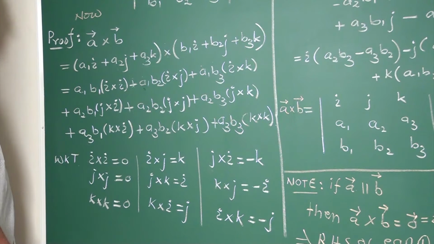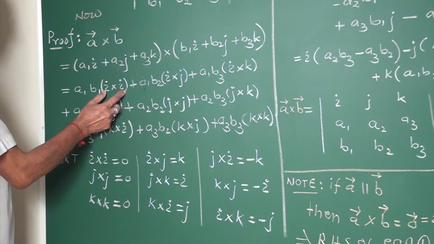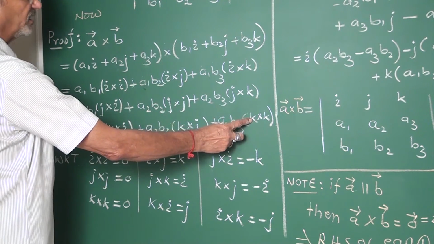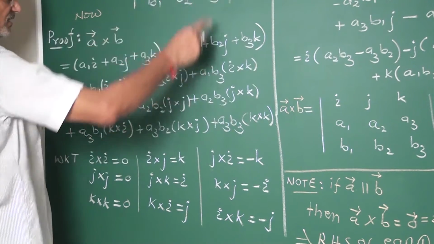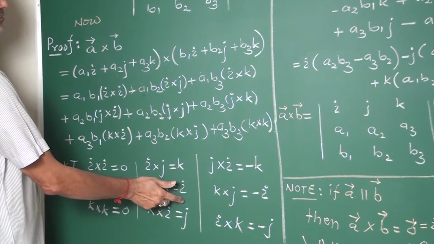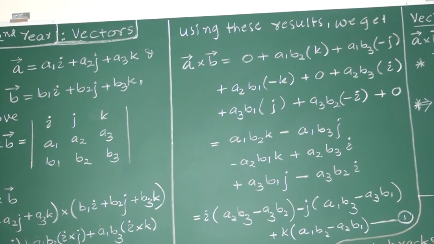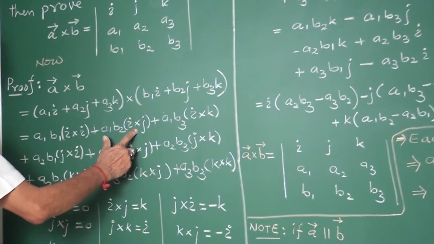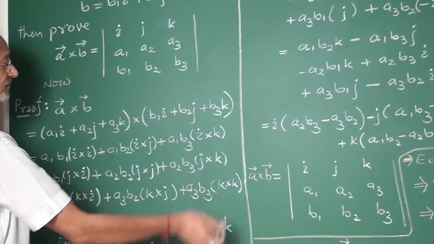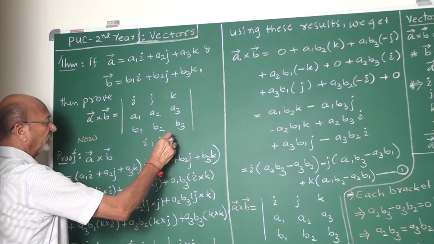Substitute the values where you have i cross i = 0, j cross j = 0, k cross k = 0. Using these results, we get 0. i cross j means k. i cross k means minus j. It is moved in the order i, j, k.